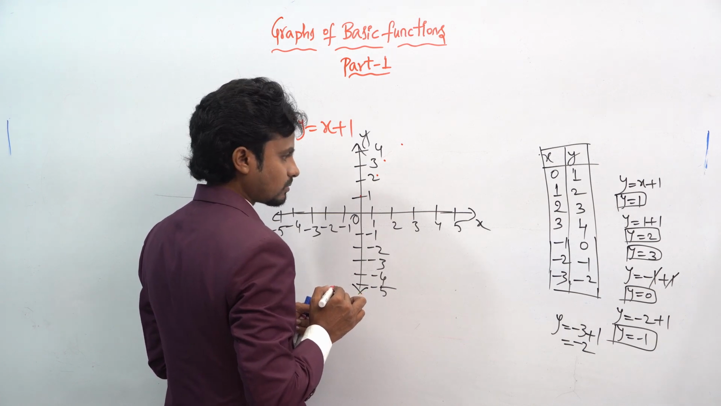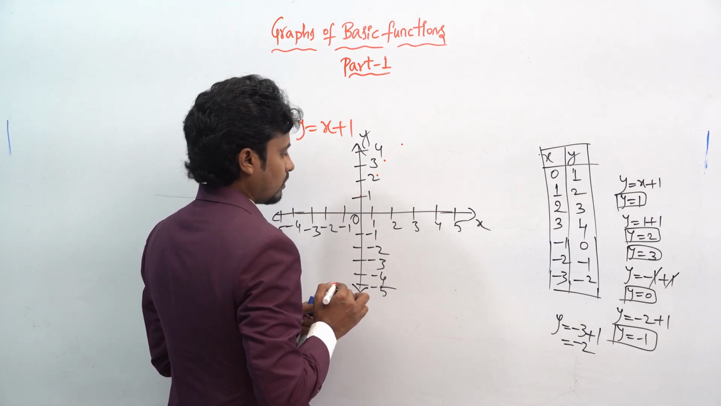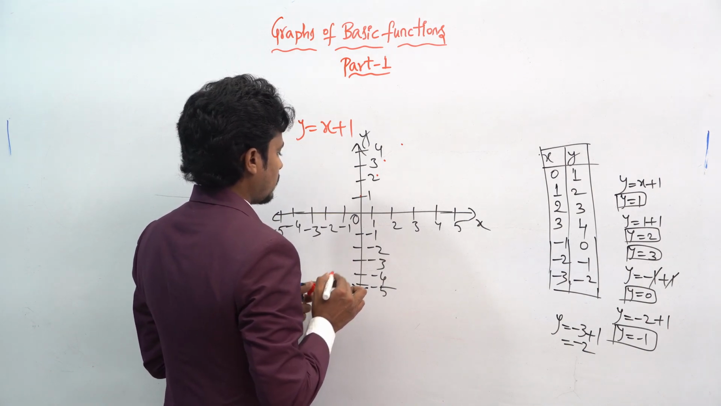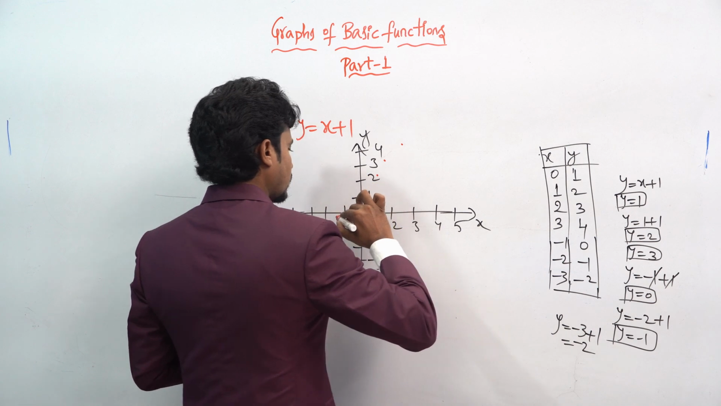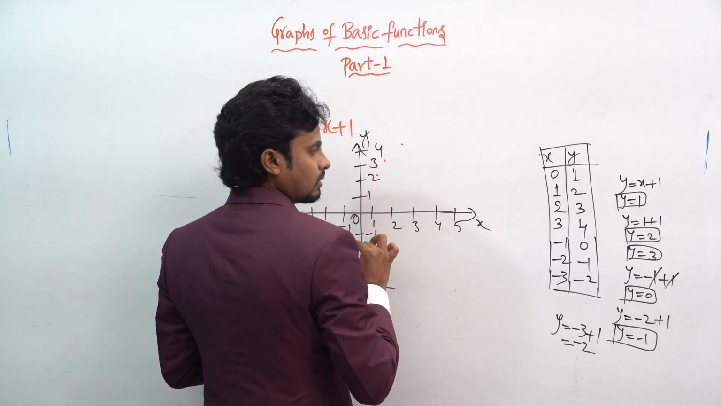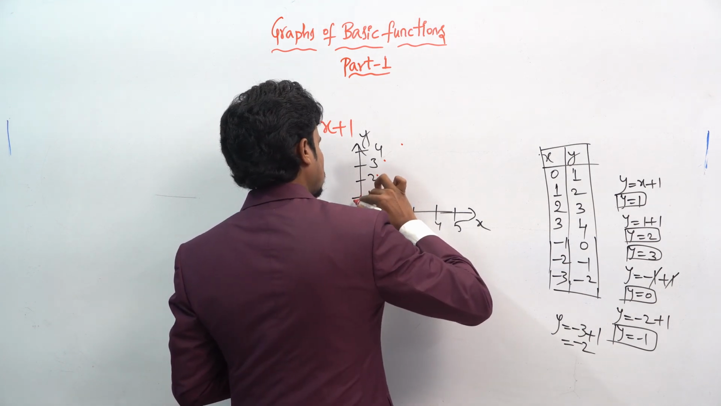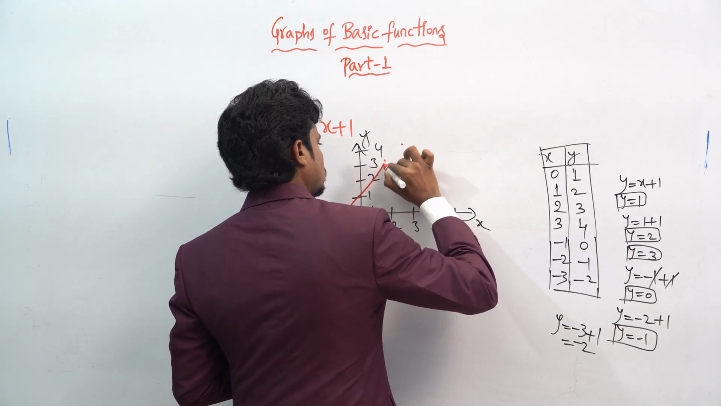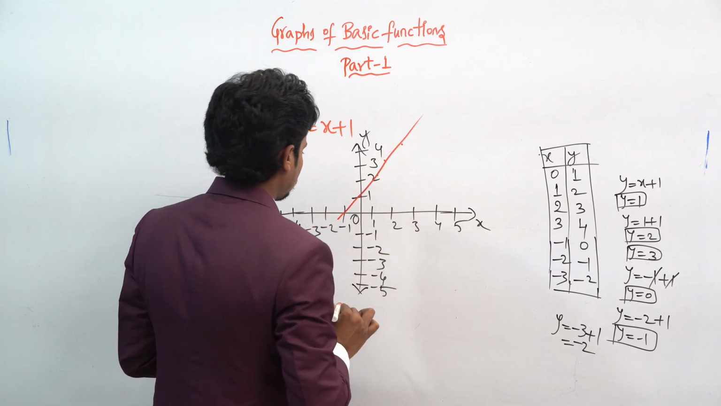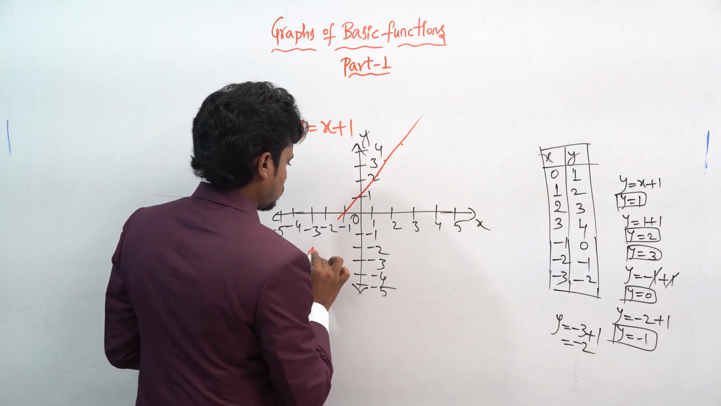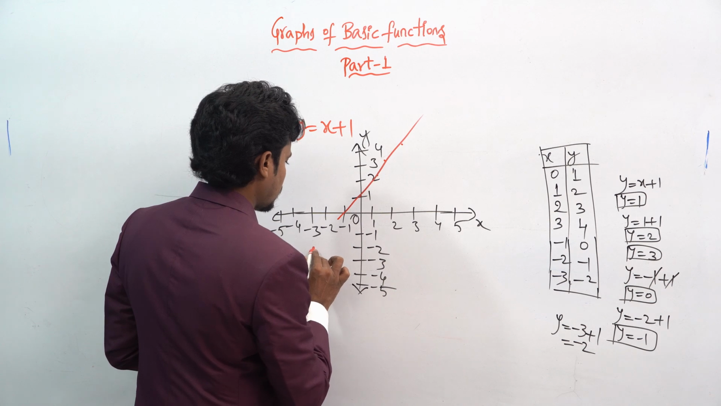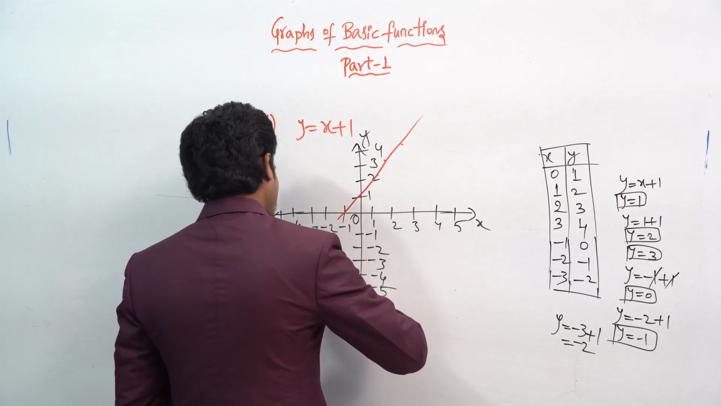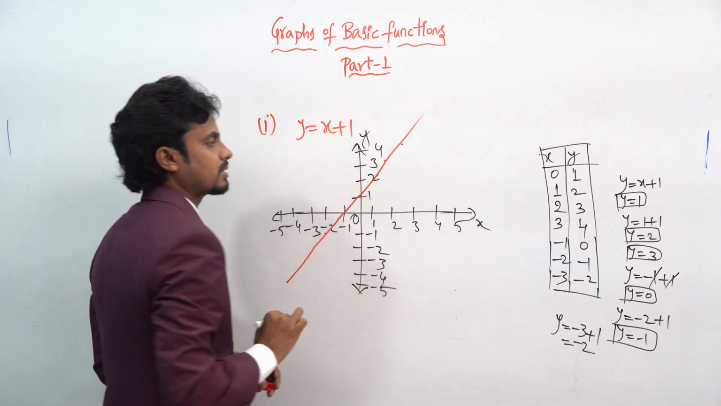Next, if you want to take negative values, what will happen? If you just connect like this, from minus 3 you will get minus 2, and from minus 2 you will get minus 1. Okay, just connect like this.